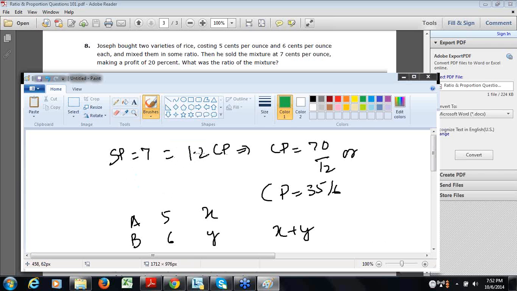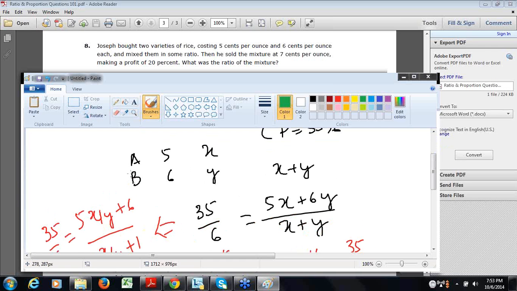So 1.2 times cost price is equal to 7. That means cost price is 70 by 12, or cost price is 35 by 6. For 1 ounce, the price is 35 by 6.